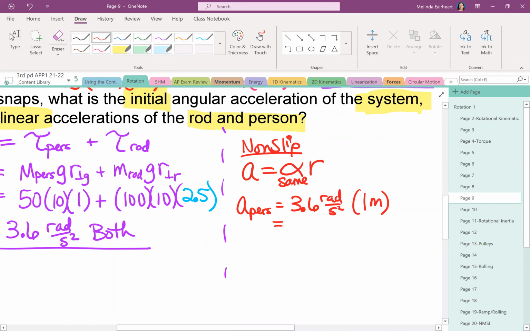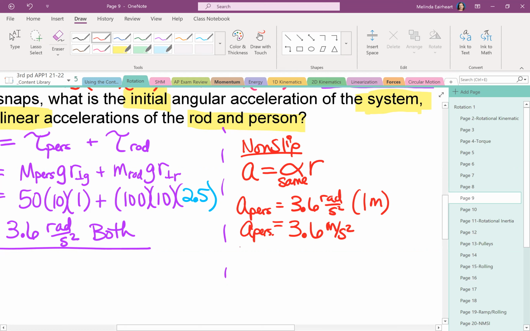Well, numerically, it's 3.6. What's our SI unit for linear acceleration? What's a radian per second squared times a meter? Just meters per second squared. And so this is where radians isn't really a physics unit. It's a placeholder to use as needed. It's not needed anymore. It just goes away.